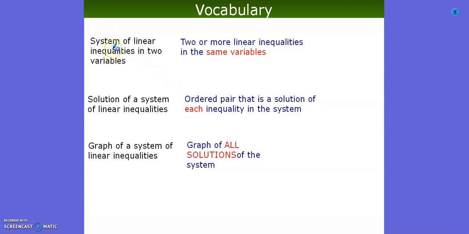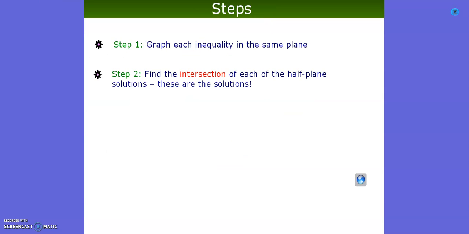A system of linear inequalities in two variables is when we have two or more linear inequalities with the same variables. Solutions to the system are ordered pairs that fit with both inequalities. A graph of a system of linear inequalities is a graph that's showing all the solutions. So we will see lots of shaded areas, and those shaded areas show all possible solutions.